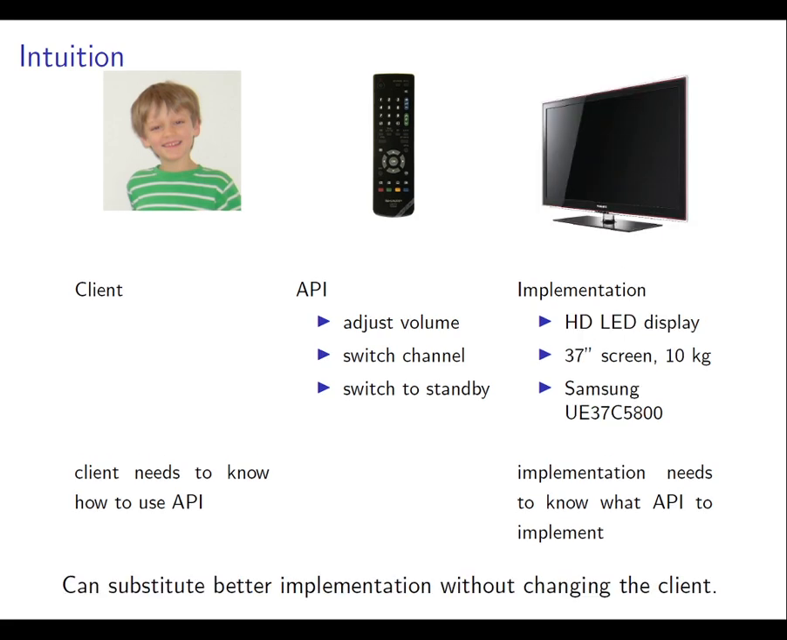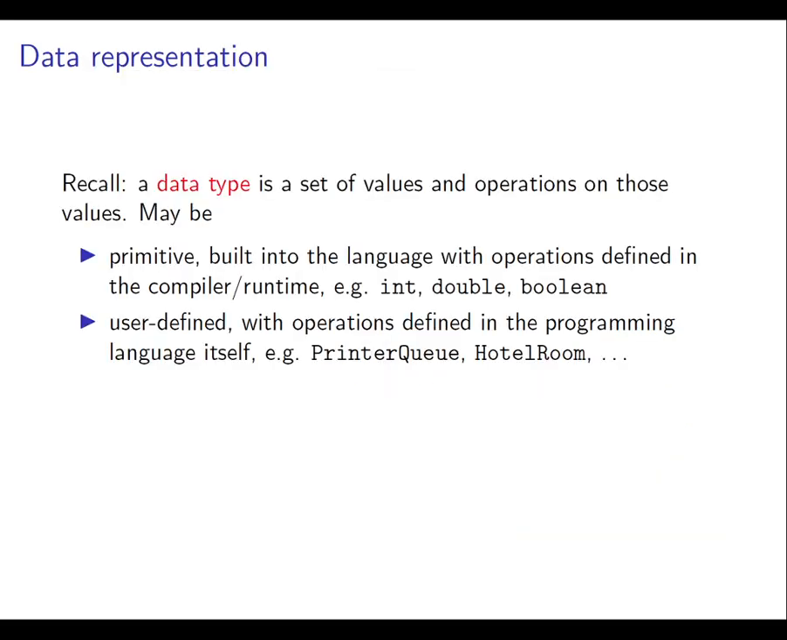And one of the things that this means you can do is that it's possible to substitute a better implementation without changing the client. Now, in our television case, one of the ways that shows up is you might sometimes buy a new and better television, but keep your old remote if you happen to like your old remote. Back to programs.